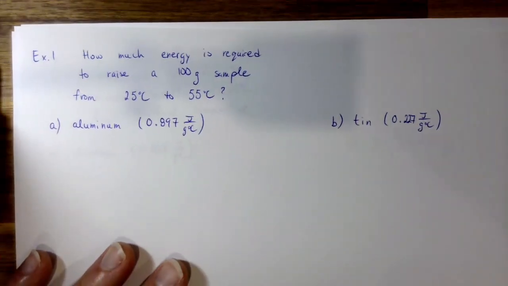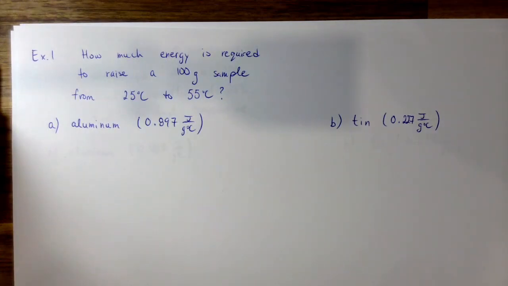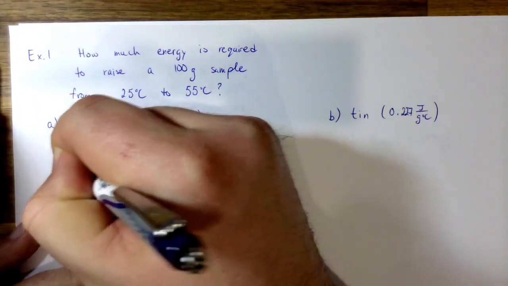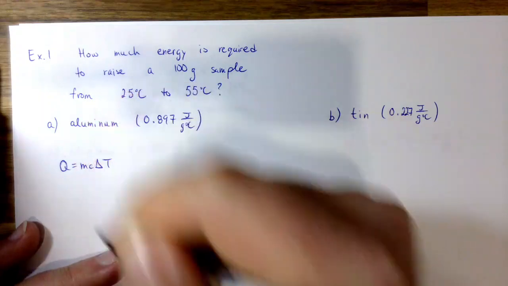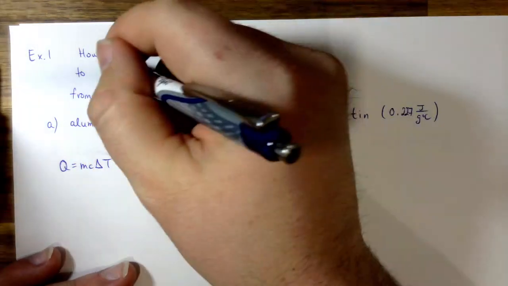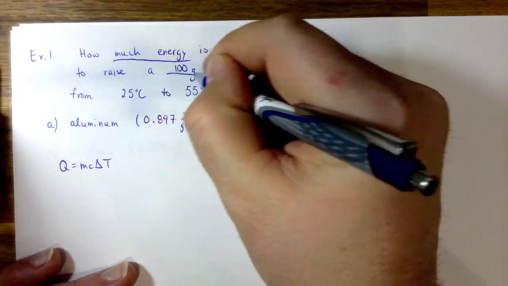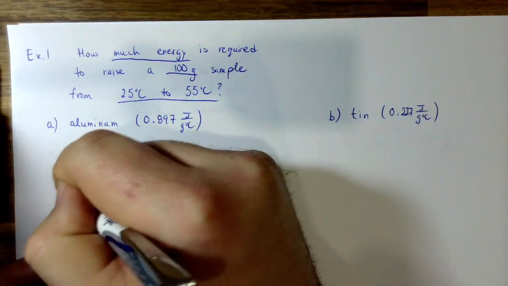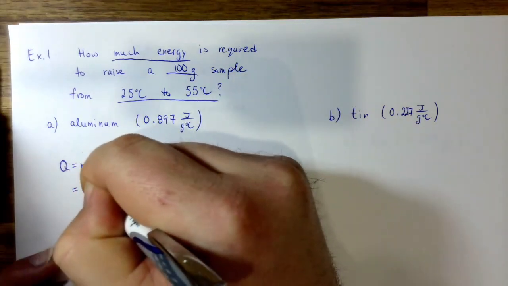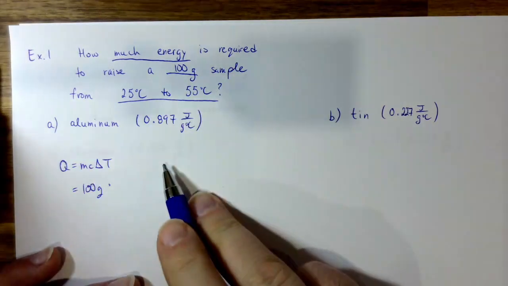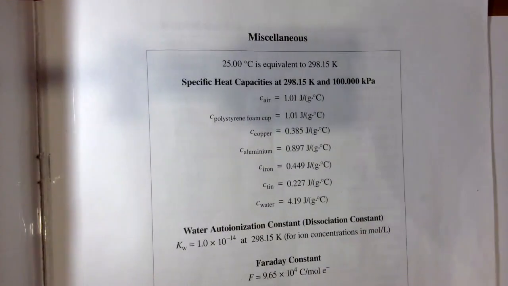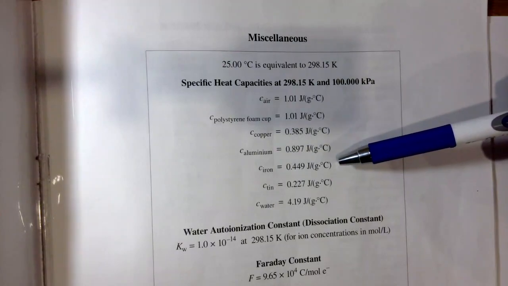Example number 1: how much energy is required to raise a 100-gram sample from 25 degrees Celsius to 55 degrees Celsius? Let's start with aluminum. So we write our formula, Q equals mc delta T. Now we're just looking for how much energy. We were given a mass and we're given a change in temperature. Okay, so our mass is 100 grams. The specific heat capacity is 0.897 joules per gram per degree Celsius. Again, I can reference that right here in my data booklet.